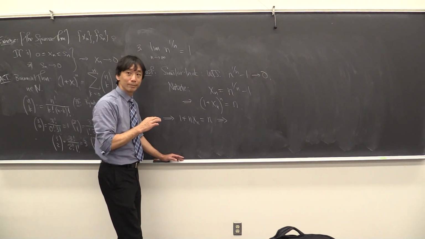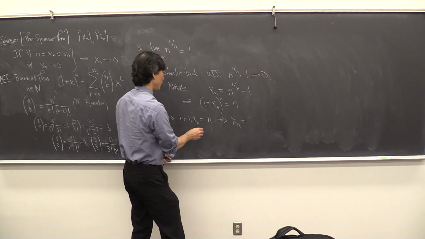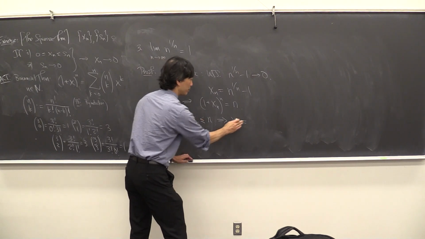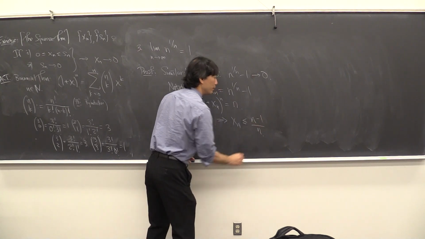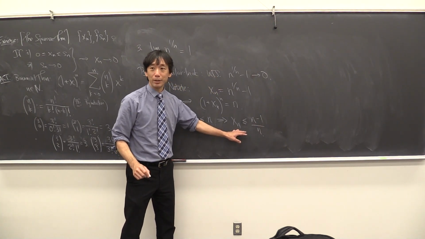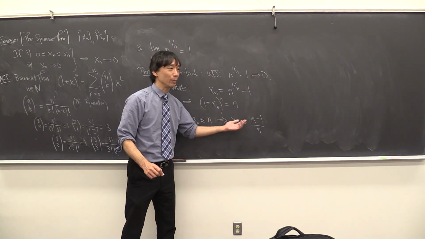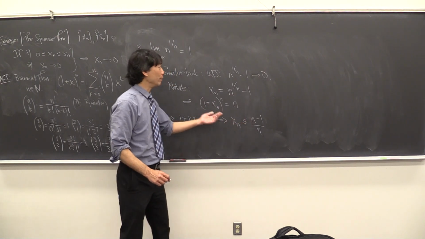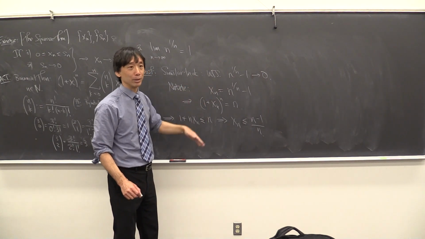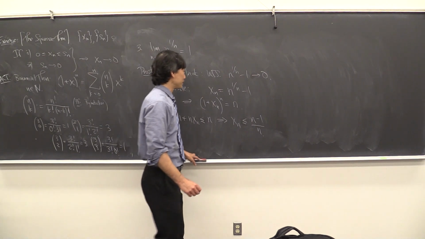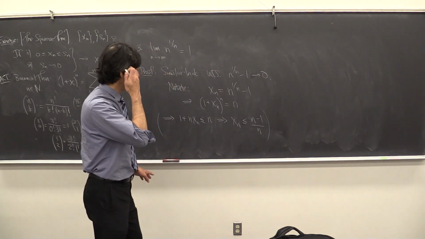Caitlin? X of n is less than or equal to n minus 1 over n. Yeah, I'm sorry, this should be a less than. And then as n goes to infinity, what happens? This goes to 1. We get that x of n is smaller than 1. But that's not what we want. We want x of n to go to 0. All we have is a bound, but it doesn't give us the bound that we want. So you try it, but it doesn't work.